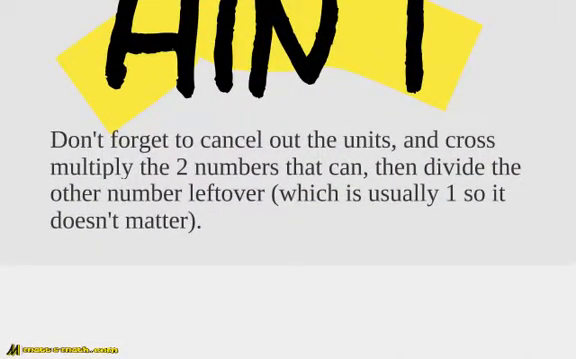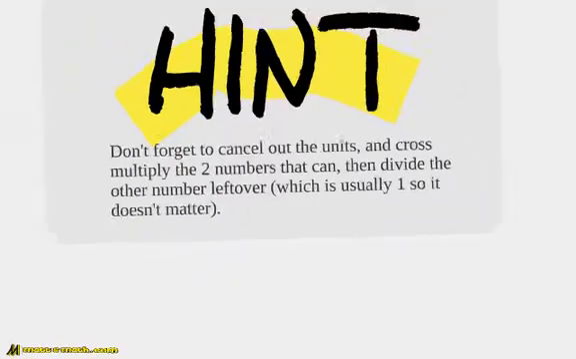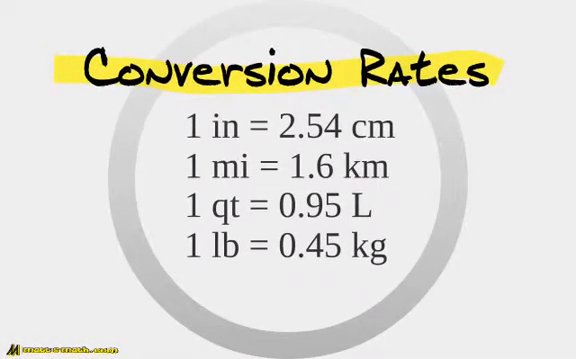Don't forget to cancel units, all right? When you cross multiply, you do have to divide by that other leftover number. Typically it's 1, but it might not matter. Now, this is what you're going to need to know. You're going to need to write this down.